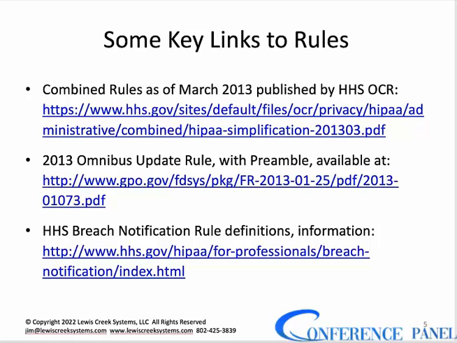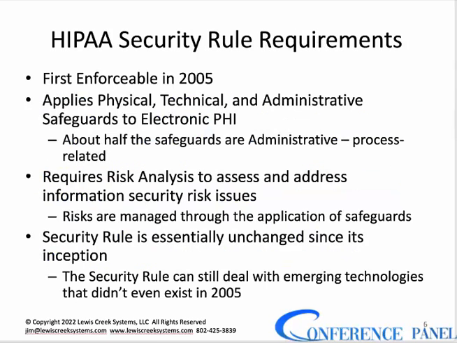The security rule has various safeguards: physical, technical, and administrative safeguards. As I mentioned before, about half of the safeguards are administrative in nature. They're process related. And the rule requires you to do a risk analysis to assess the information security risk issues.